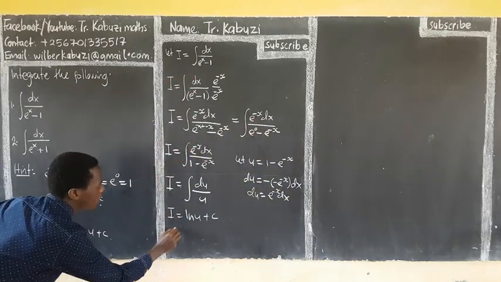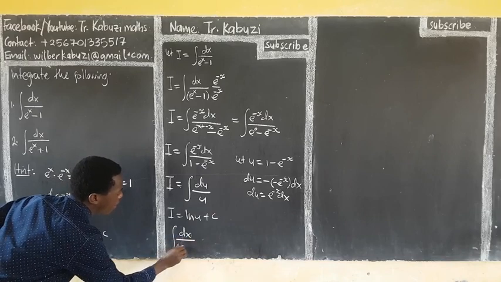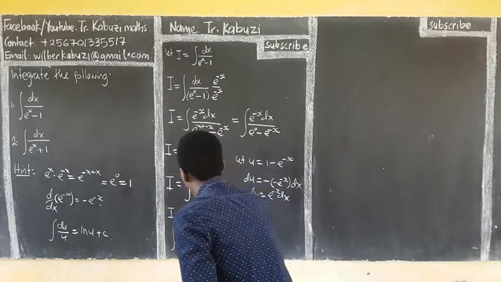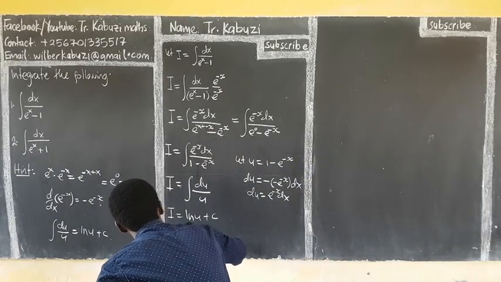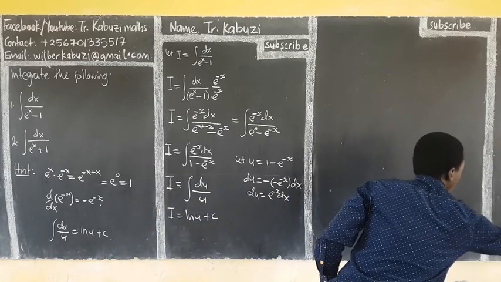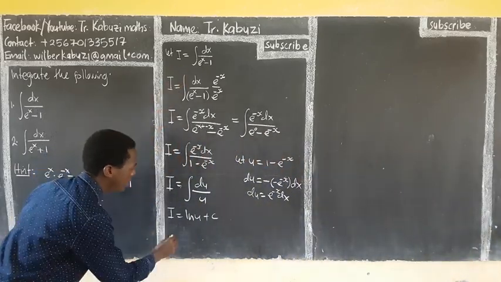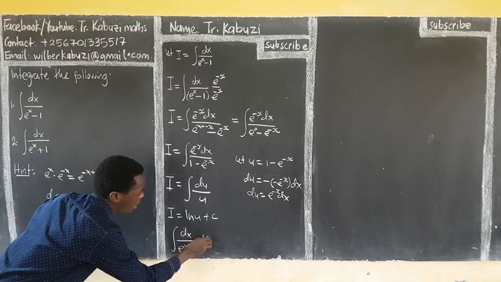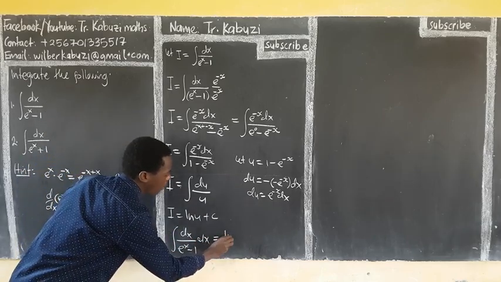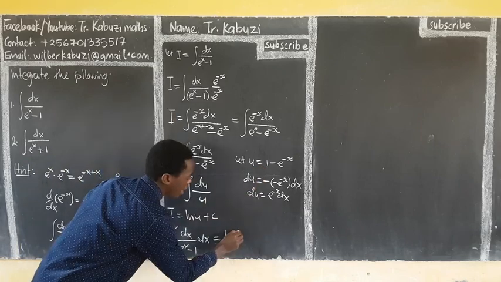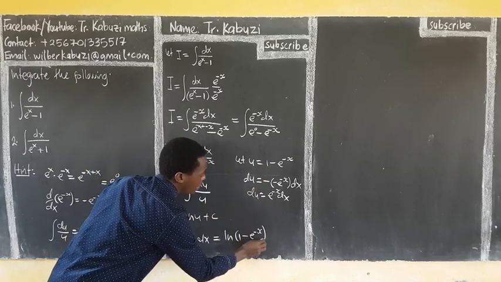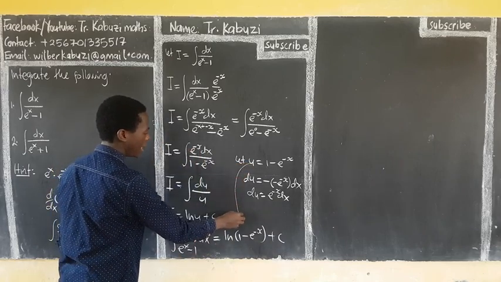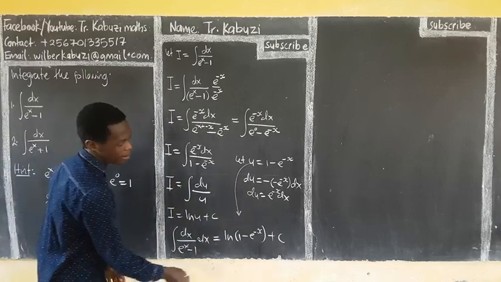So my integral, which is dx over e^x minus 1, is natural log of u, but my u from here is 1 minus e^(-x), plus c. Why? Because from here we know what our u is. So as simple as that.